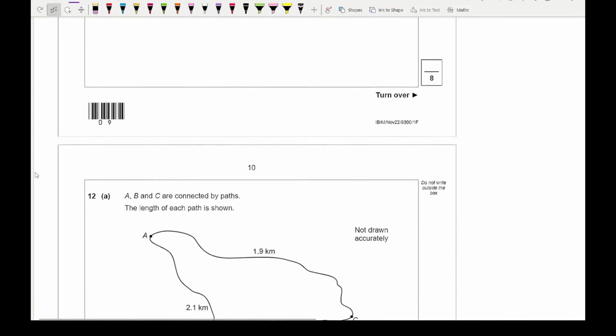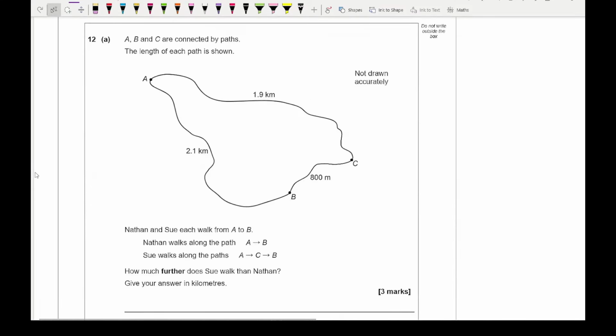Then for question 12, it says A, B and C are connected by paths. The length of each path is shown. Nathan and Sue each walk from A to B. Nathan walks along the path of A to B, and Sue walks along the path of A to C, and then C to B. How much further does Sue walk than Nathan? Give your answer in kilometres.